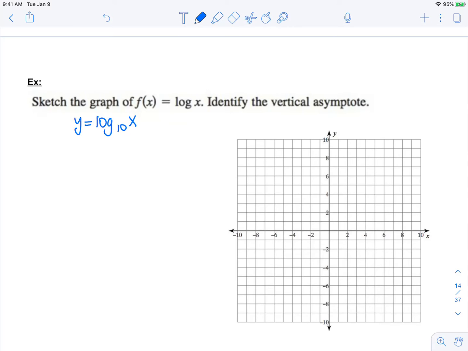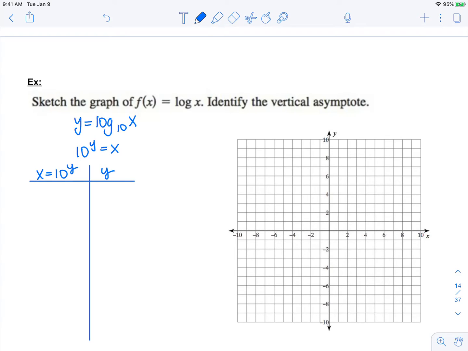So if I want to think about this, I can rewrite this in exponential form. I know that this means that 10 to the y equals x. So I'm going to use that relationship here in order to set up some values. I know that x equals 10 to the y, and that I can plug in some y values in order to figure out my x values.